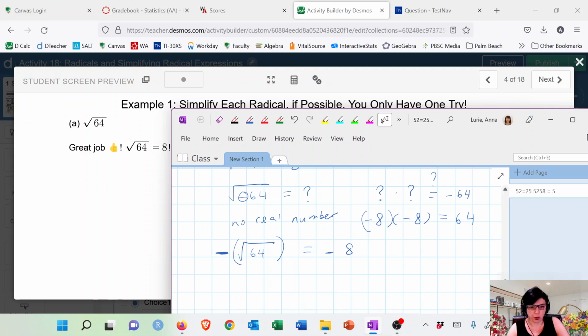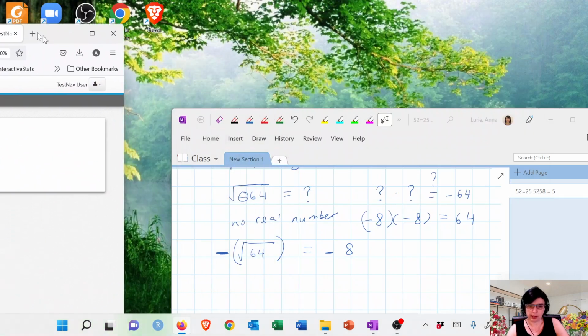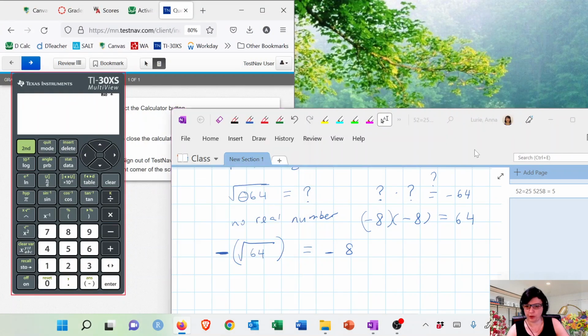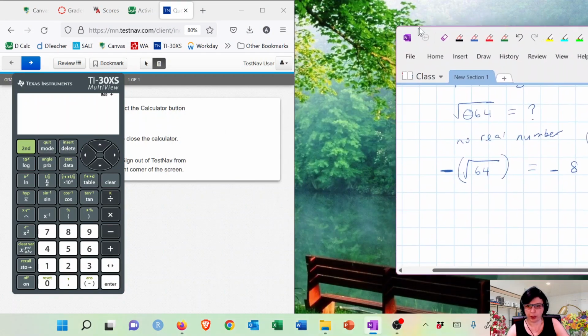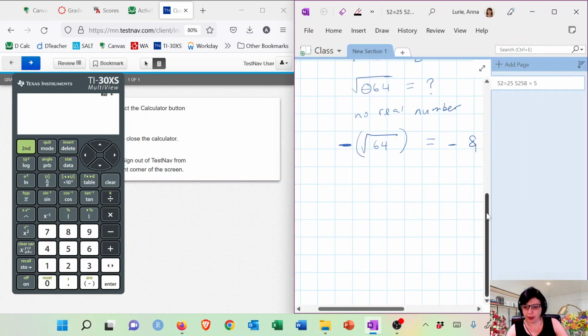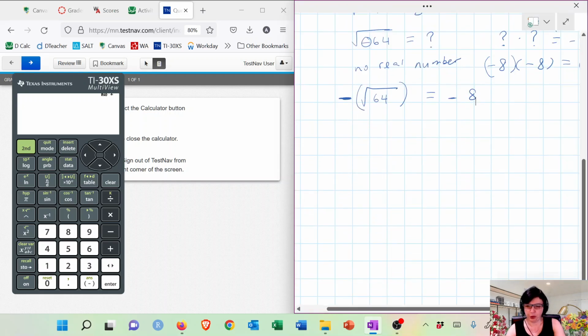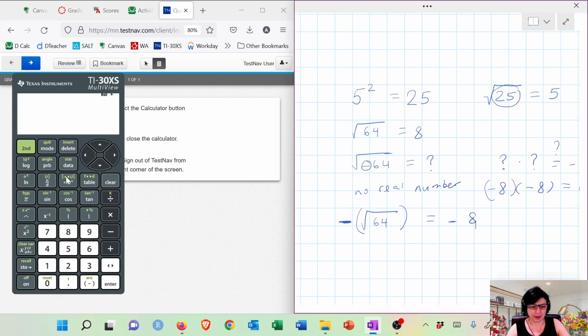Now, let me show you the same exact thing on my calculator. Let's say I forgot, I'm on the test, I'm all nervous, I don't remember what I can or cannot do, can't think, whatever excuse you want to give yourself. But let's go ahead and see if we can dig it out of this calculator.